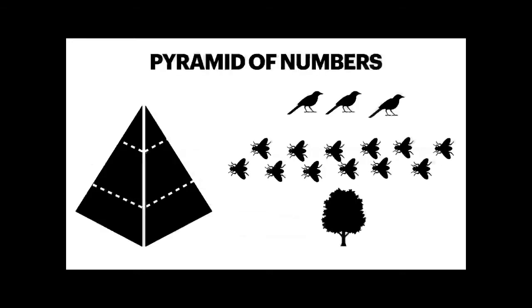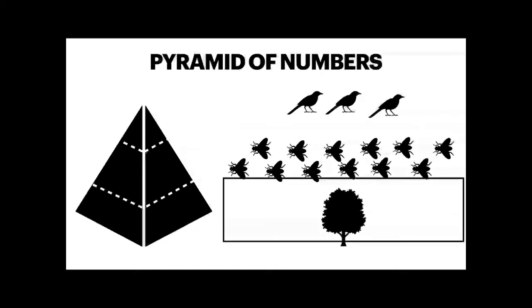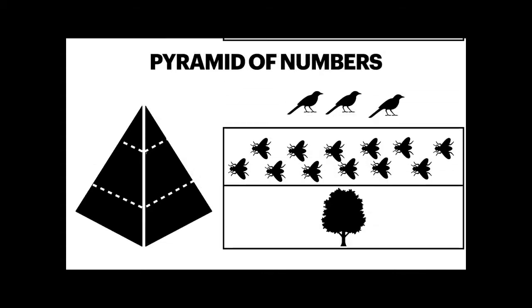Now we're going to look at an irregular pyramid of numbers. So, in this case, we have one tree. On that one tree, there's a large population of insects. And then the birds get their energy by feeding on the insects, so there'll be fewer birds than insects. Okay? Now, if we look at this in terms of bars, we have the levels in the correct order. We have producers, we have primary consumers, and then we have secondary consumers.